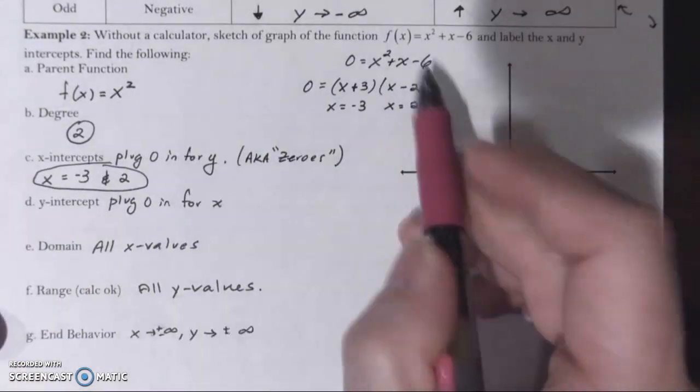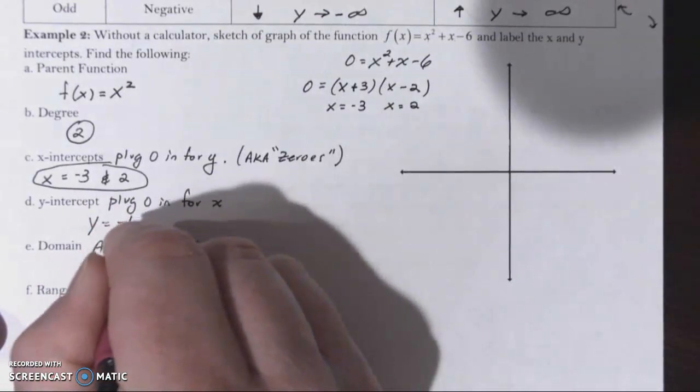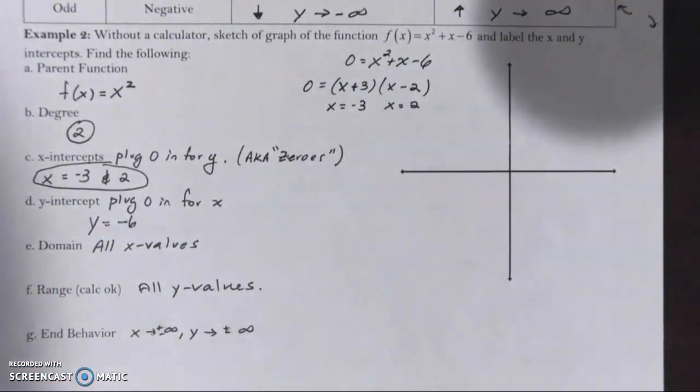Y-intercept, plug 0 in for x. That goes to 0, that goes to 0. The y-intercept is negative 6. The domain, all x values. Well, let's graph this now. We should be able to.